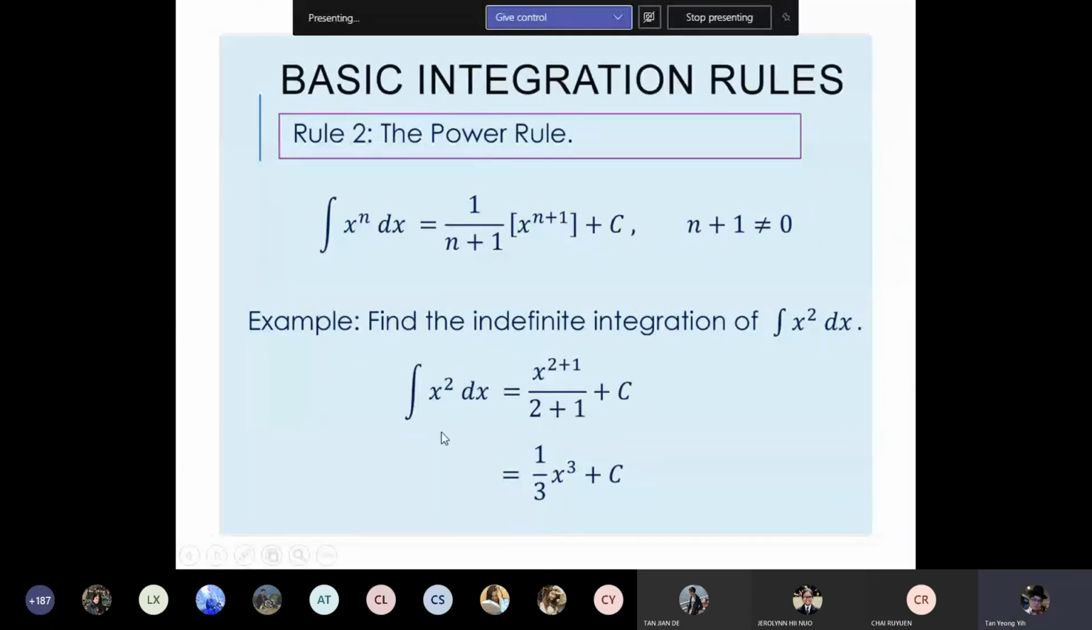Now let's see one example here. We integrate x squared. First the power plus 1, so then we have 3. So divided by 3, then plus c. So we get this. Okay, any question before we proceed?